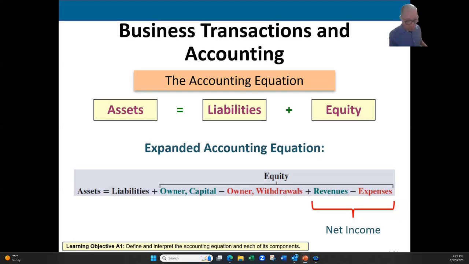Land, the physical land the building sits on, is an asset. Why? Because that land helps the company to generate revenue. The building is also an asset. It helps the company to generate revenue. You see? So, if it helps the company to generate revenue, we call it an asset. Make sense? Good, right? All right. Cool. I just want to make sure.